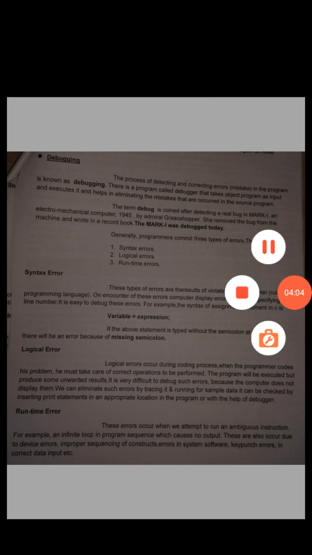These also occur due to device errors, improper sequencing of constructs, errors in the system software, key punch errors, incorrect data input, etc.